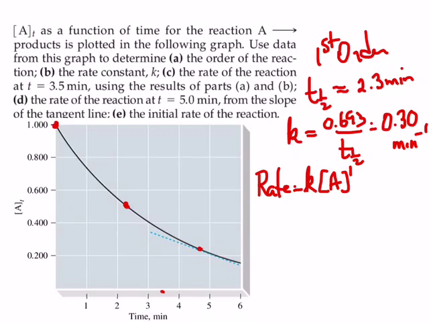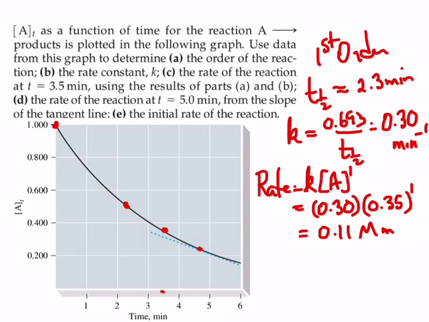So at 3.5 minutes, the concentration of A looks to be bigger than 0.3, but not yet 0.4. So I'm going to estimate about 0.35. So the rate will equal our rate constant, 0.3, times 0.35, the concentration of A at that time, to the power of 1. So 0.3 times 0.35, it's about 0.11, and that'll be molarity per minute.